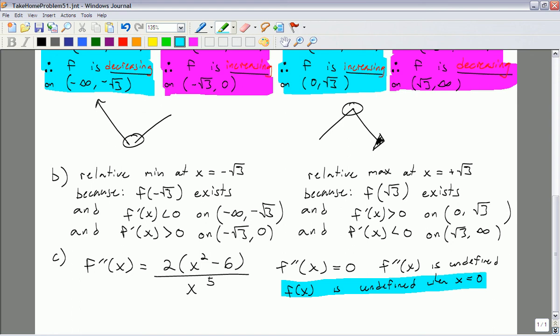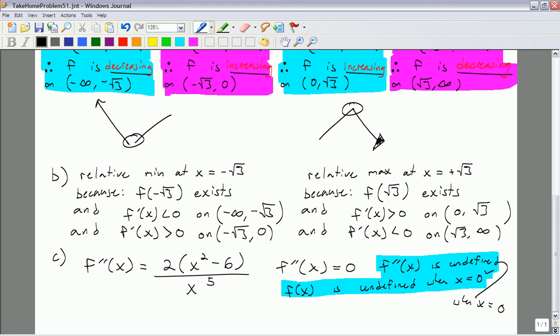F double prime is undefined. Well, let's see. The second derivative is a rational function. You can't divide by 0. So f double prime is undefined when x is 0. So that one's kind of taken care of too. So you want to say f double prime of x is undefined when x equals 0, but that's already been identified here. So still write it though. You want to convince the reader that you checked. Like, hey, I knew enough to look at where the second derivative was undefined. It just happens to be undefined at the same place my function is.